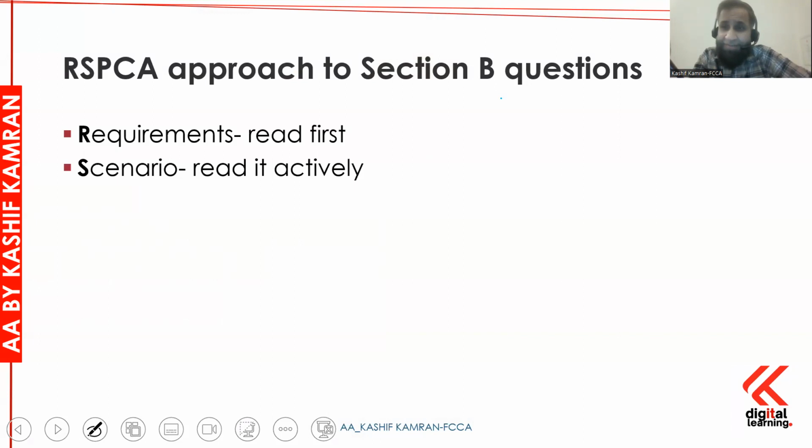Number 2, S, scenario. Read it actively. You know that in section B, some of the answer will come from the case and some depends upon your direct knowledge. So if a question is to be connected with the case, after you read the requirement, then actively read the scenario to find the answer. Like audit risk, because for audit risk, you have to go into the case. You have to actively read the case and find 6 or 7 audit risks. Audit risk is not a journal answer, right? You have to read a case for audit risk.